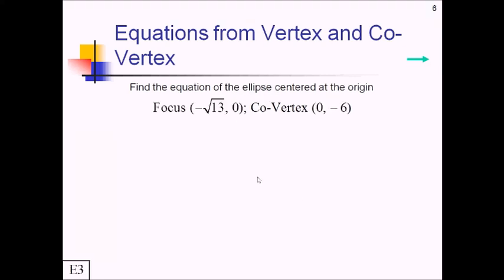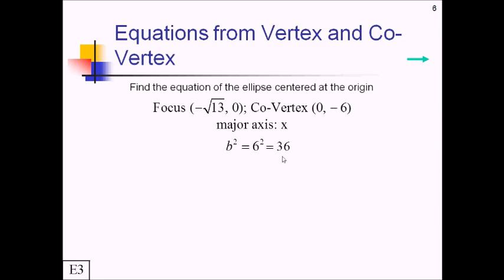We'll do one more of these. Pause the video and try it out. So for this one, because our focus changes the x value here from the center origin, that means we have major axis x for the first time in this lesson. And what else do they give us? A co-vertex. So that's going to give us our b squared. So we can do 6 squared for b squared, which gives us 36.